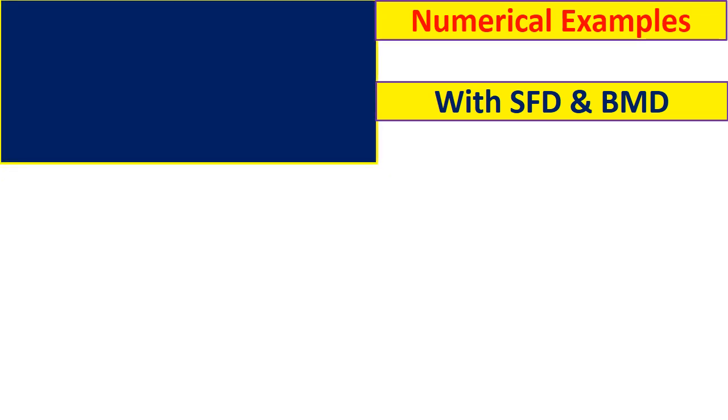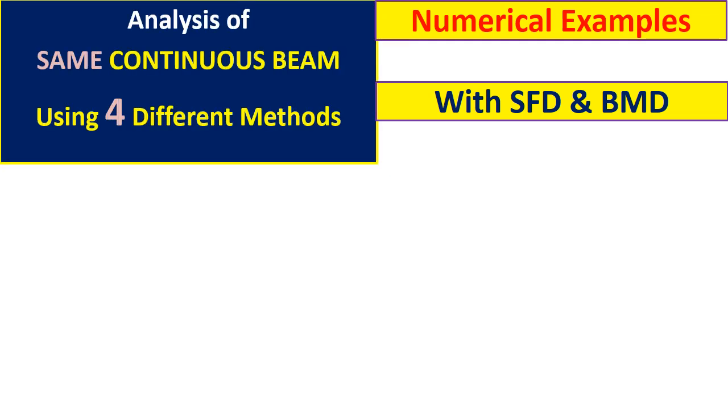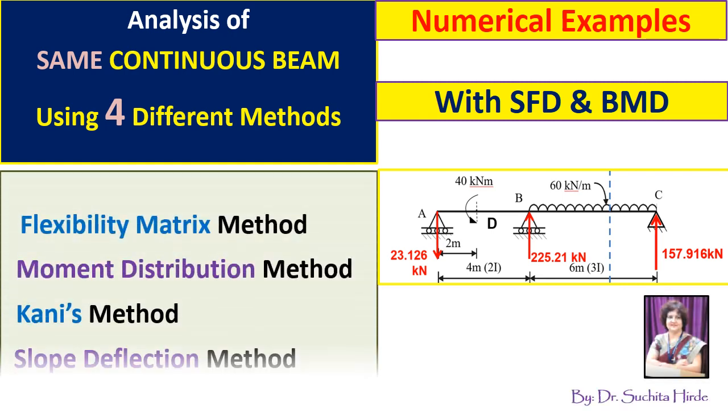In these videos, you will learn how to solve a numerical example on continuous beam using four different methods. That is flexibility matrix method, moment distribution method, Carney's method, and slope deflection method.